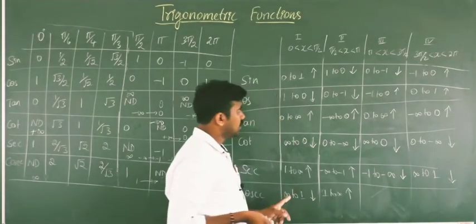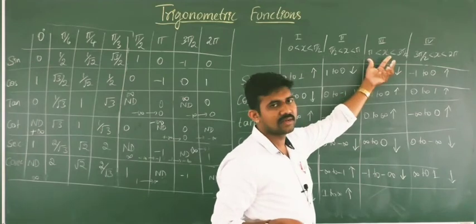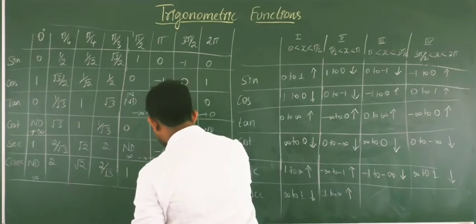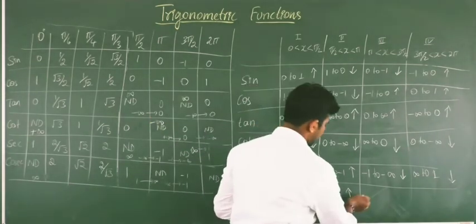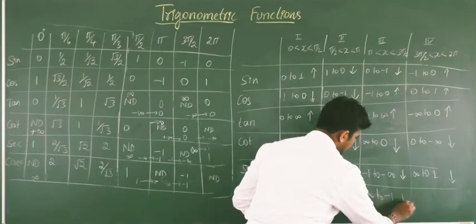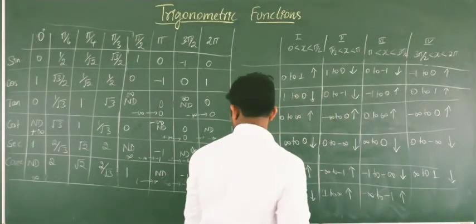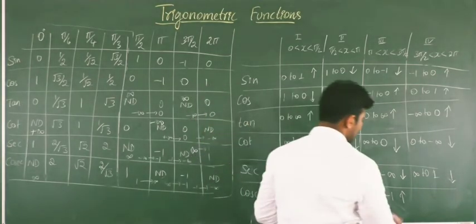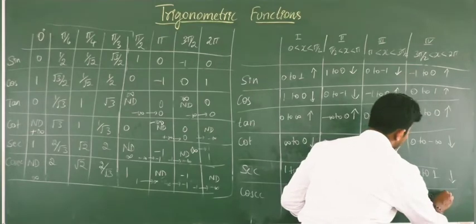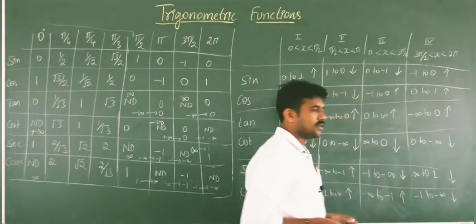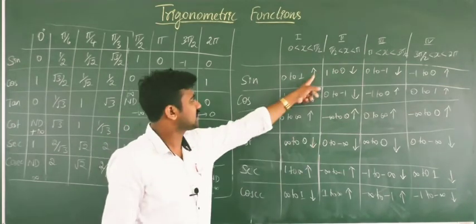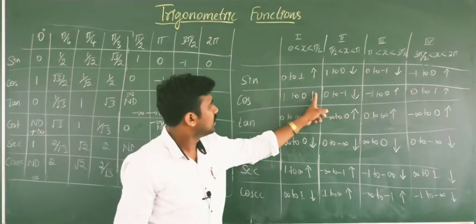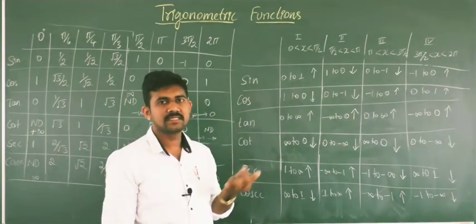Same in the third quadrant, the cosecant value is the reciprocal of sine, means it is decreasing. Minus infinity to minus 1, it is increasing. And in the fourth quadrant, minus 1 to minus infinity, which is decreasing. So like this, whenever I write an arrow mark upwards, the function is increasing, and the downward arrow mark represents that the function is decreasing.